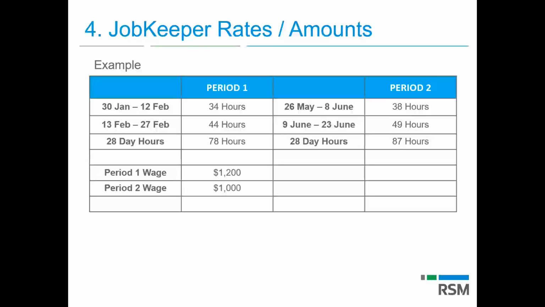So I've just included here an example where in the pay period immediately before 1 March 2020, which in this case is 2 fortnights, the employee has worked less than the 80 hours, but in the 28-day pay period before 1 July, the employee has worked more than 80 hours. In this case, the employer will be entitled to claim the higher JobKeeper rate for both periods.